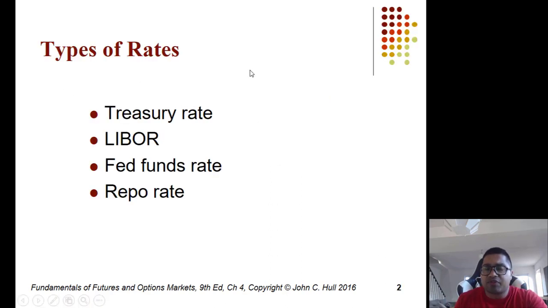So there are different types of interest rates that you would encounter. So first is treasury rate, LIBOR, Fed funds rate, repo rate, then swap rates, etc. So there are different types of interest rates a finance student or a finance professional encounters. Now what is interest rate? Interest rate is simply when you borrow funds, what you pay, and when you lend funds, what you get. Interest rate is simple as that. You borrow funds, you pay something, that is the interest rate. You lend your funds to someone, whatever you get is the interest rate, that is what we are going to discuss.